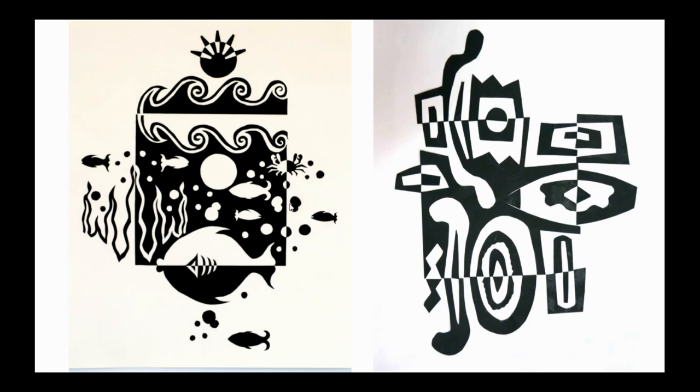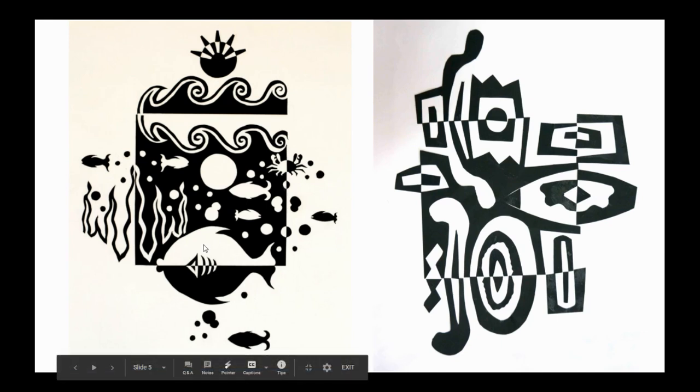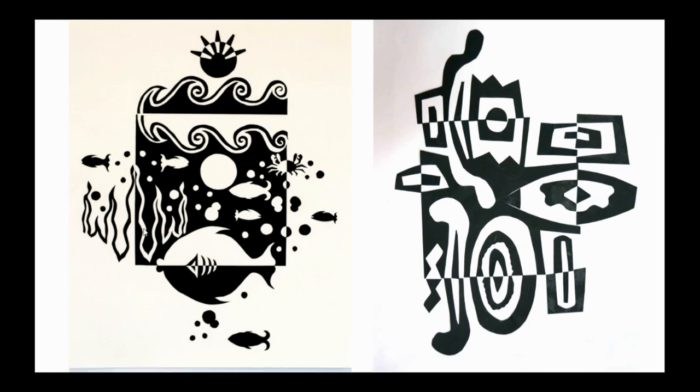Here are some examples of Oatan collages that are asymmetrical. Notice how this left side is different than the right. The top is different from the bottom. This composition is full of representational objects and animals. It appears to be a sea theme with fish, bubbles, waves, sun, as well as other plants.